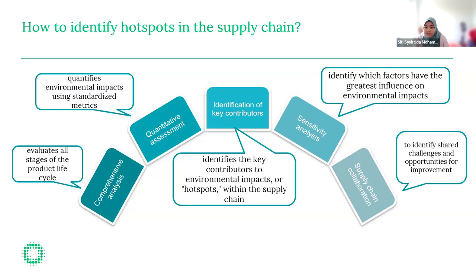The third one, identification of key contributors. LCA identifies the key contributors to environmental impacts, or hotspots, within the supply chain. This may include specific processes, materials, transportation methods, or geographic regions with disproportionately high environmental burdens.